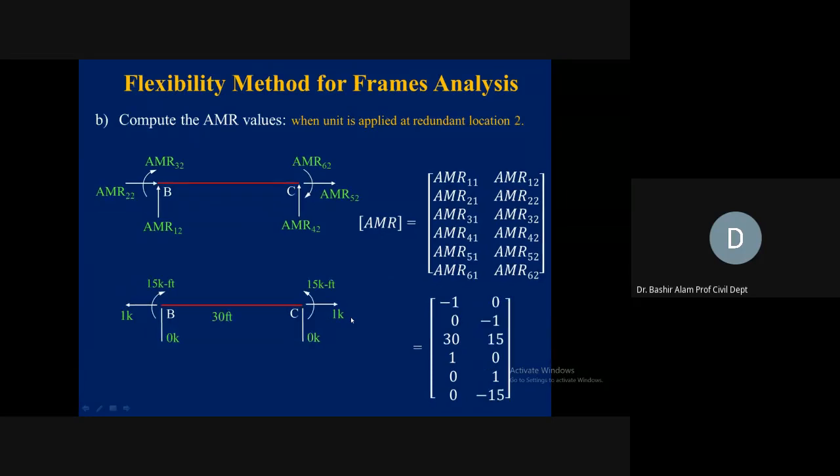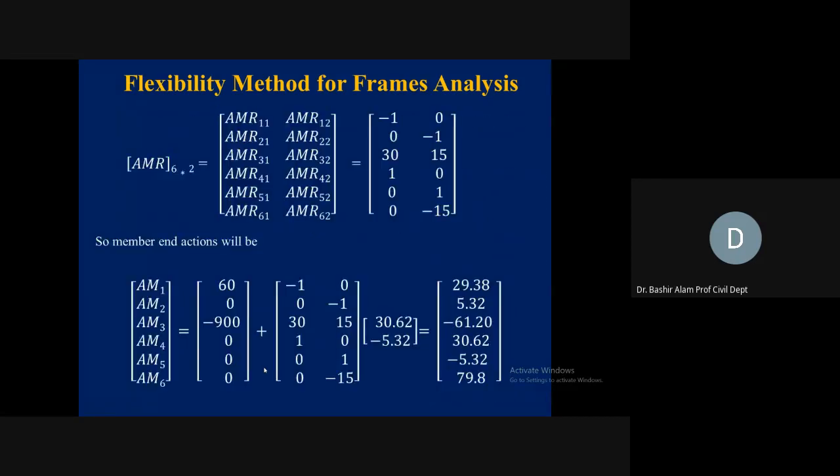Now to complete the second column of the AMR matrix, we go to M2. There it was analyzed. You don't need to do anything else. Just go there and pick these values. So 0, -1, and 15 you see here. Then 0, 1, and -15 you see here. For the rest, we apply the equilibrium equations. Here, the AMR matrix is complete now.